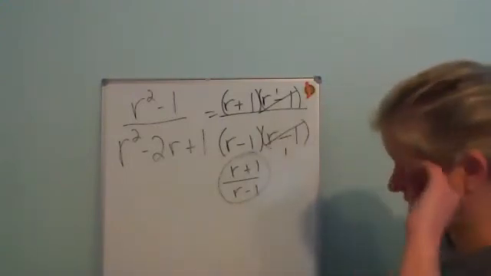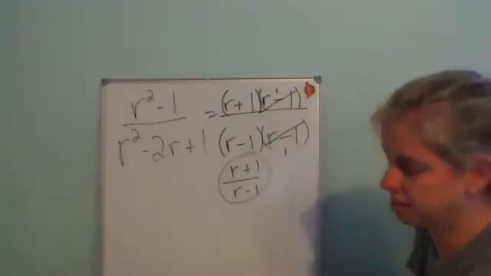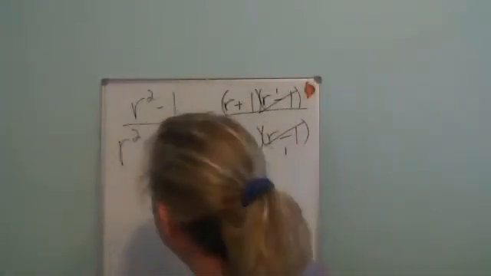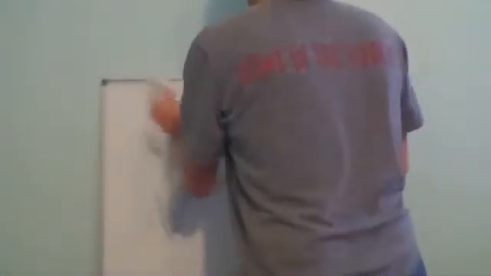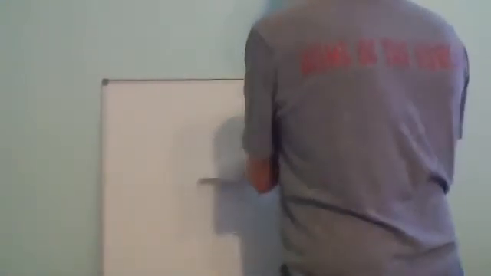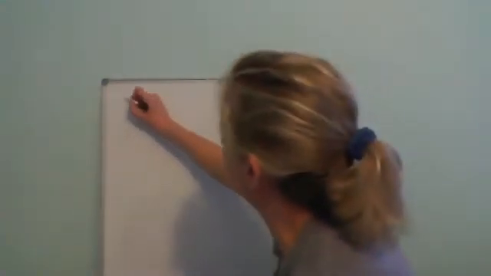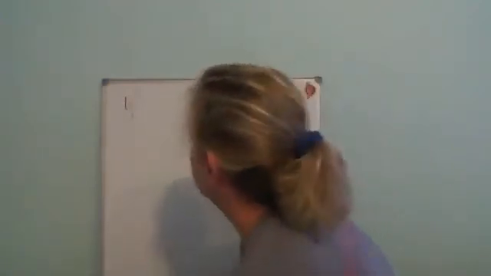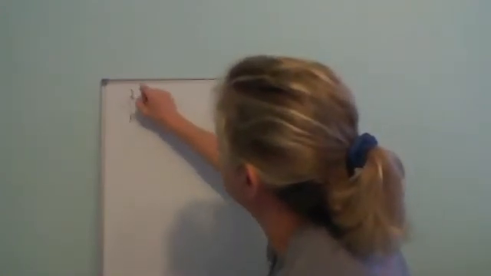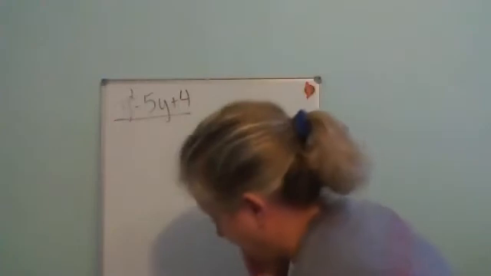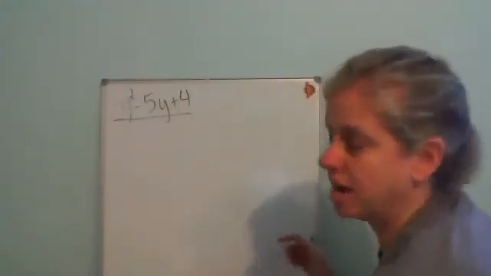All right, number 6. y squared minus 5y plus 4 over y squared plus 2y minus 24.